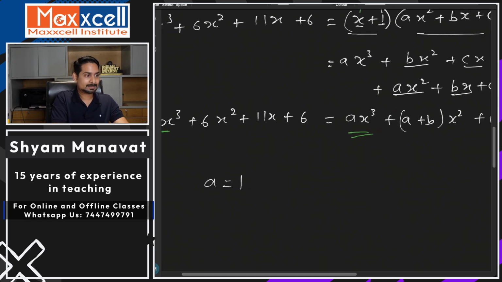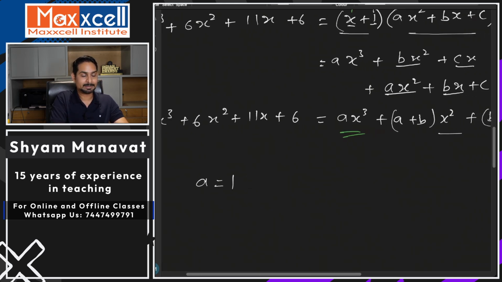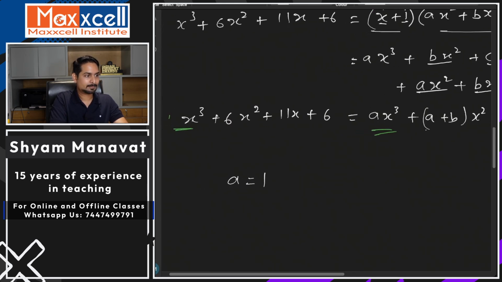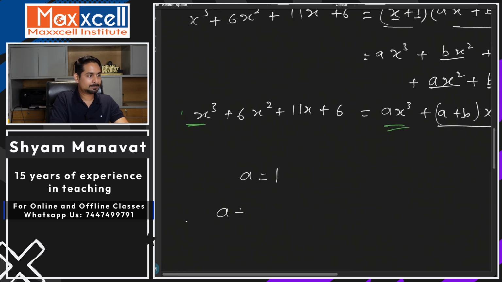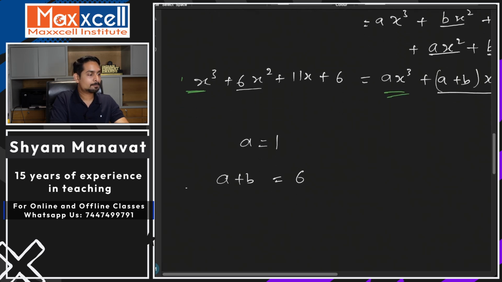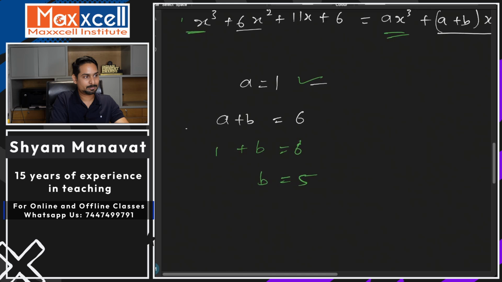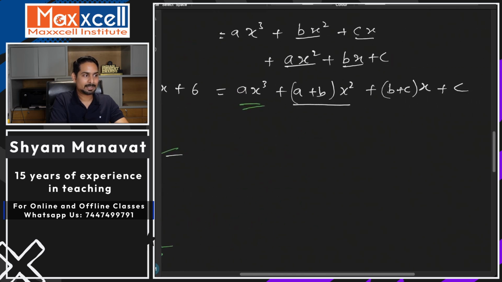Now the square term has a plus b. So I can say a plus b equals, what is the square term coefficient here? 6, right? Where we got a equals 1. Can I substitute a equals 1 here? Yes, we can. So 1 plus b equals 6. Tell me what should be the value of b? It is supposed to be 5. Let's go to the next part.